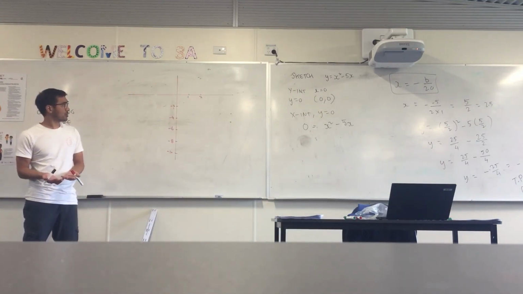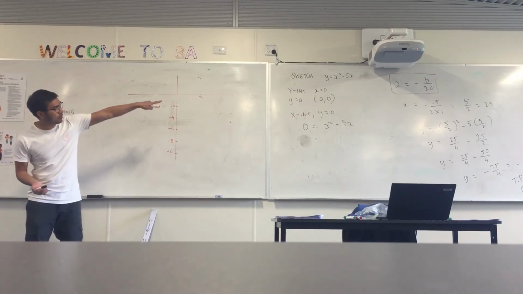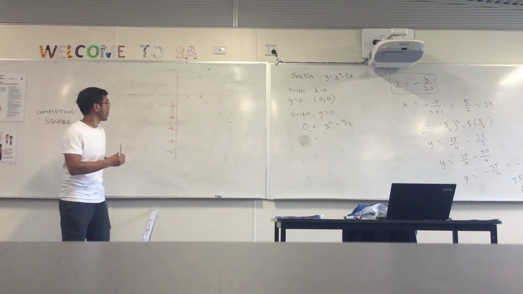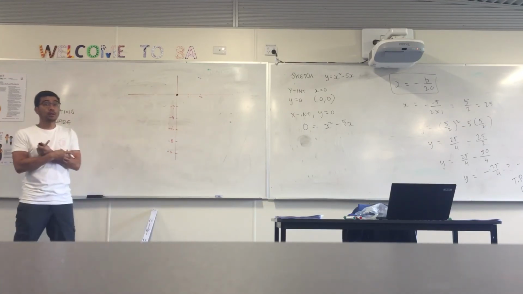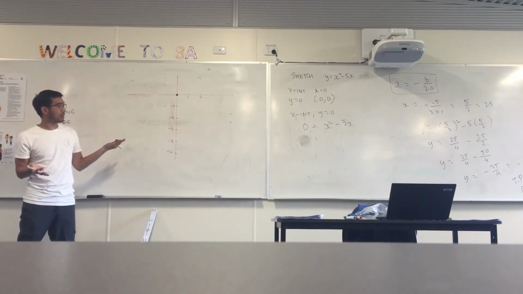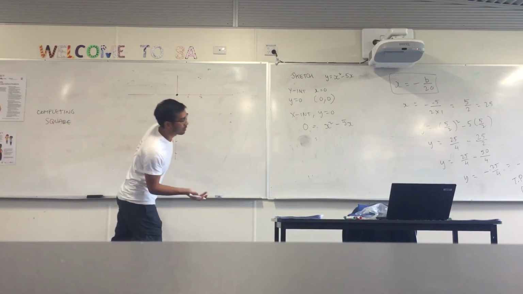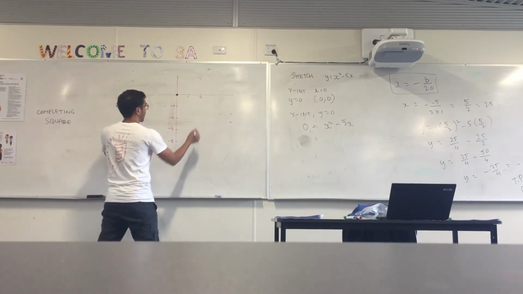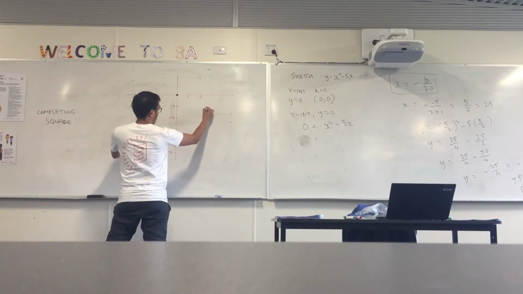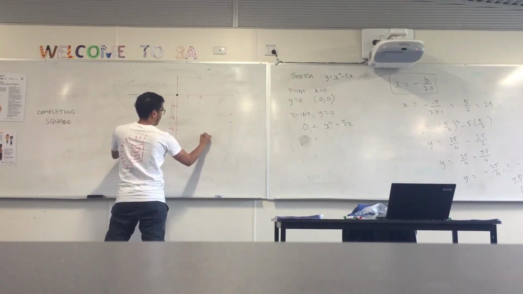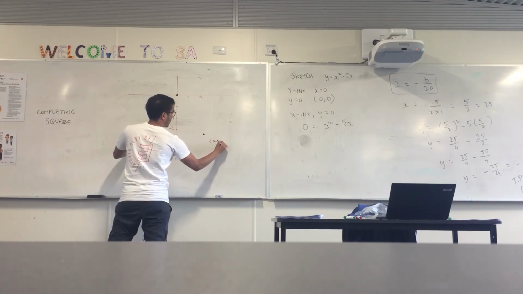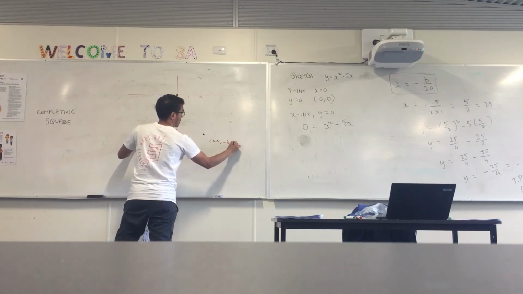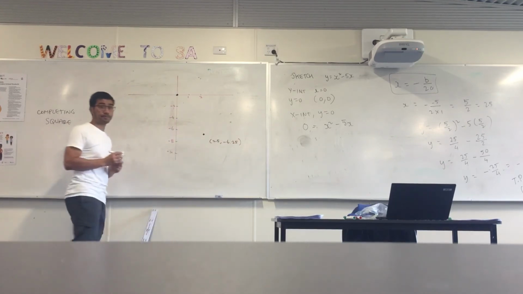Okay, so we've got a y-intercept at 0, 0. And we've got another thing. What's the other thing? Turning point. Thanks, Jerome. 2.5, -6.25. So 2.5 here, and -6.25. I'll put in decimals here, just so it's a bit clearer. We've got that.